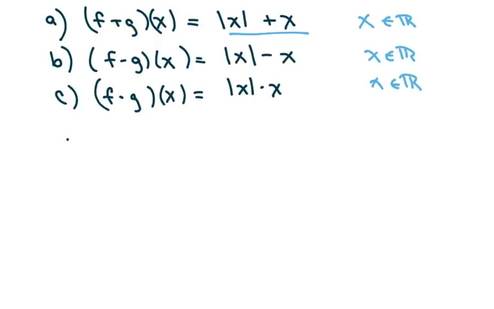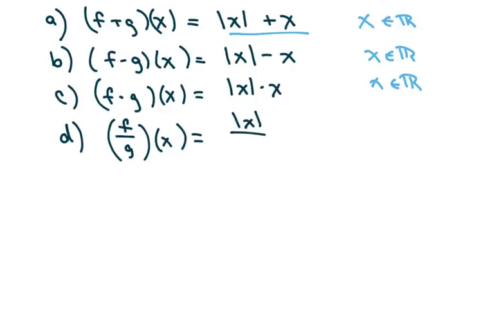And the last one is the one we have to worry about. That's going to be absolute value of x over x. And that's going to be all real numbers, but x cannot be 0, because you can't divide by 0. So that one's pretty easy. The next one is, or I kind of skipped one, so let's go back.